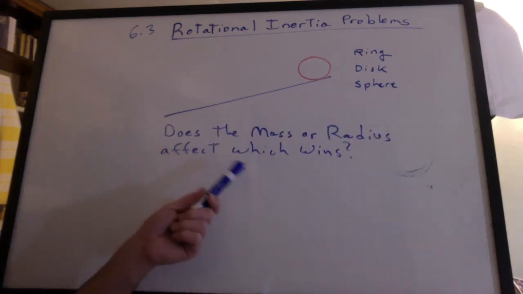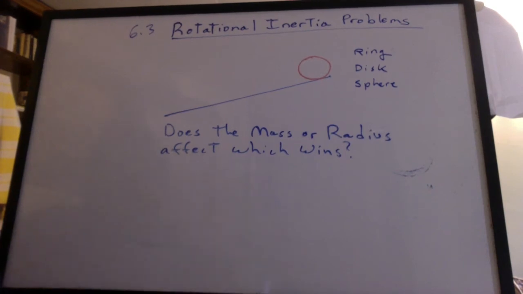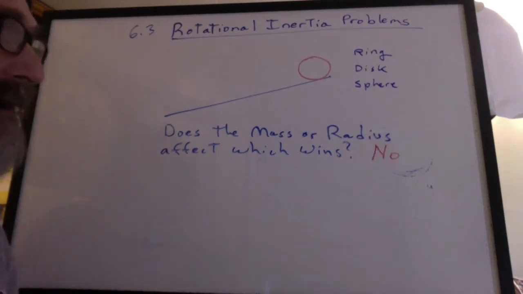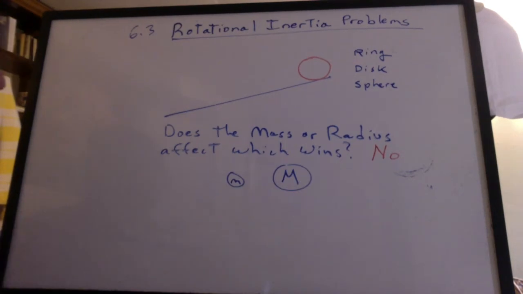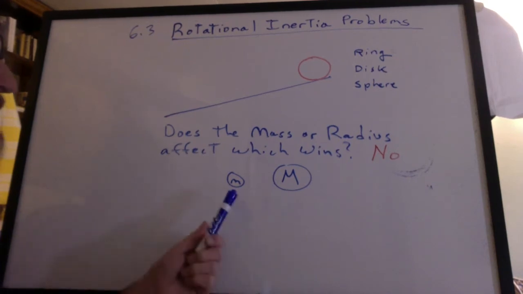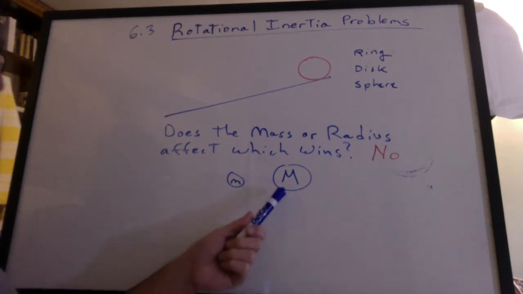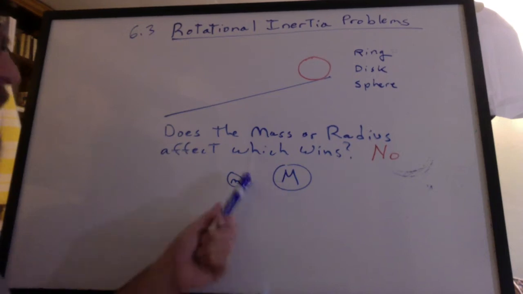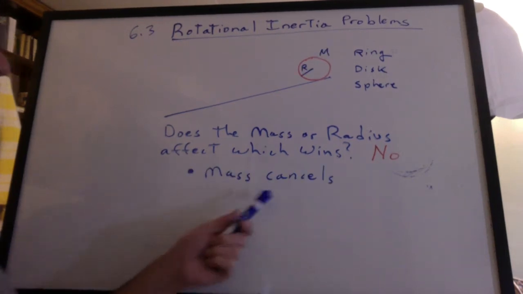Well, does the mass or the radius affect which wins? Again, if you saw the demo, the answer is no. This is similar to when we dropped the two different sized balls and said which one hits first. Well, the mass didn't matter because even though this one has more force, it also has more inertia, it's harder to move, and it canceled out. So we say the mass cancels out.